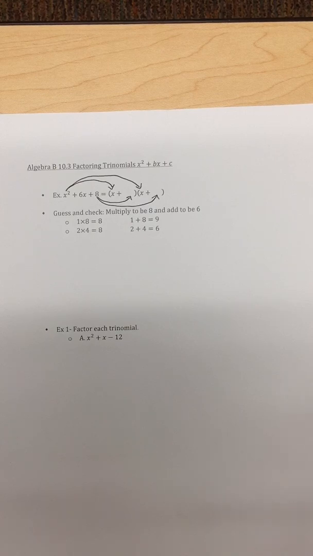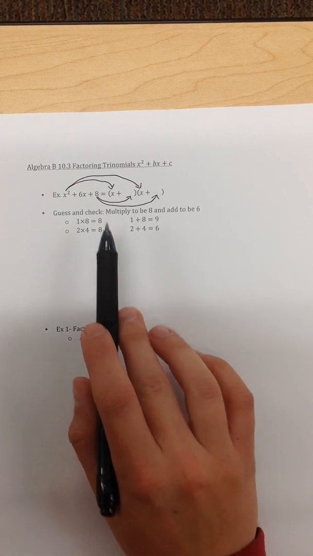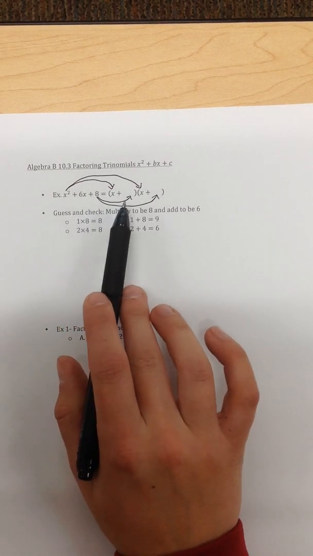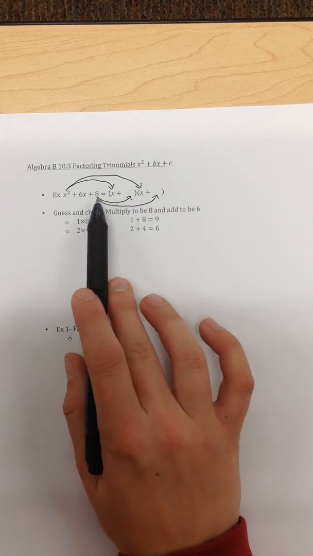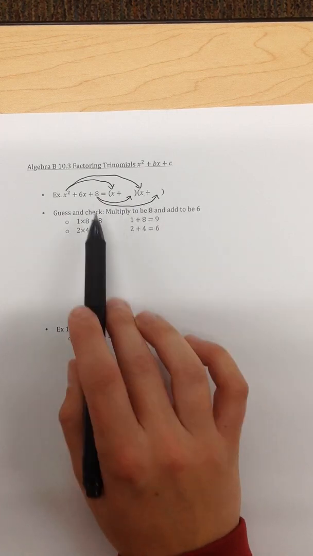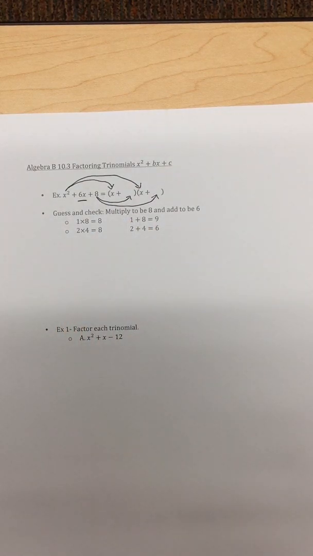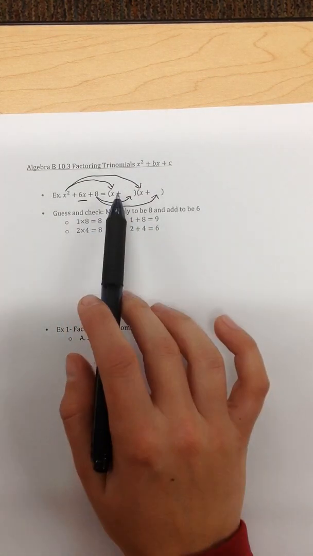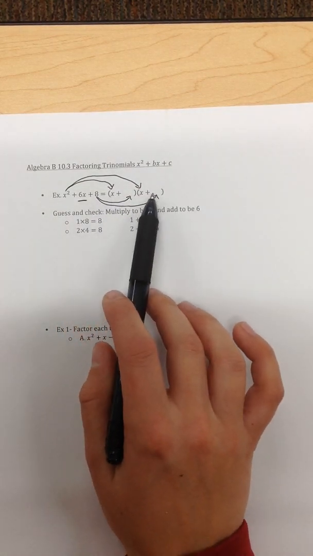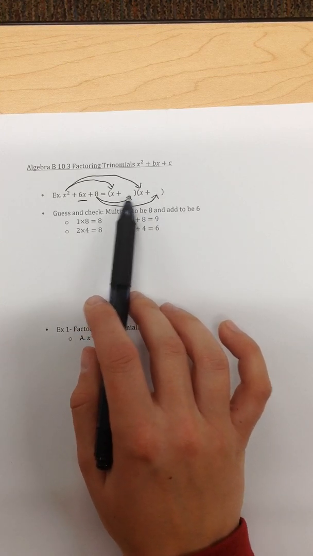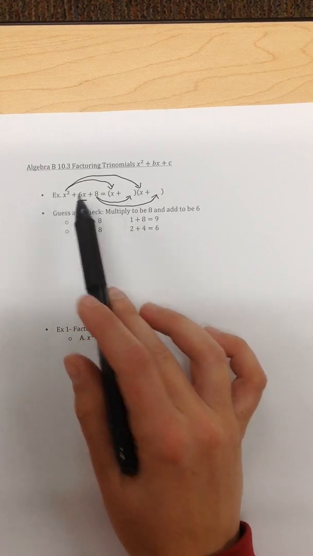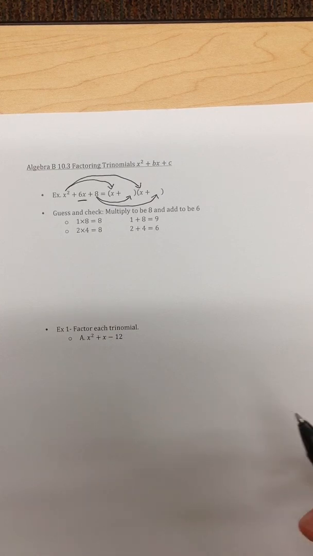Okay, so what we need to do is we need to guess and check some numbers that are going to multiply to be 8, because our last thing here, 8, is whatever the last thing is times the last thing is. Now our middle number here, the 6x, is actually dealing with both of those, because it's the 6 times one of the blanks there, and then one of the blanks times the x. So the 6 is actually dealing with both of those groups.